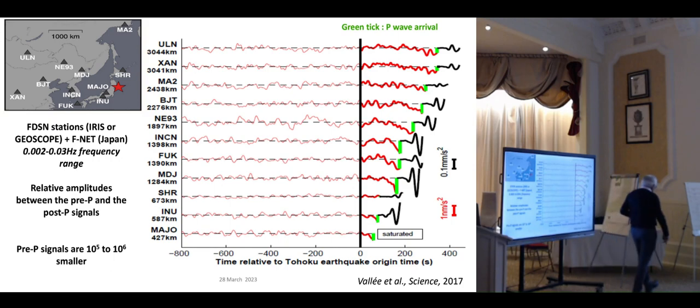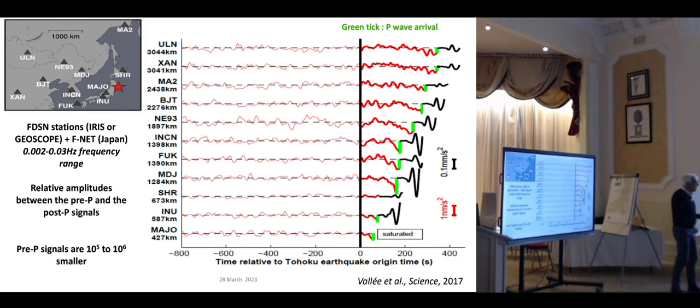And he observed that for good stations, we have this signal, which is clearly visible in many stations. And again, you have to realize that it's a very small signal. You have the scale, 0.1 nanometers, not millimeters, nanometer per... Oh no, the signal is in red. It is 1 nanometer per square second. Whereas when P waves are arriving after the green tick, you have 0.1 millimeter. So you see a very large difference between this small signal and the seismic P waves.